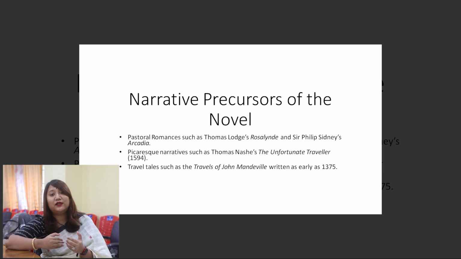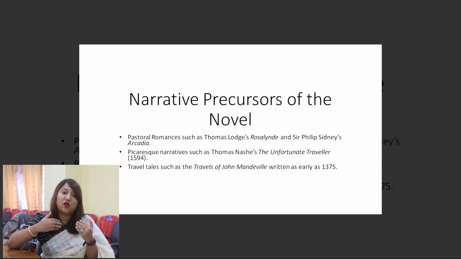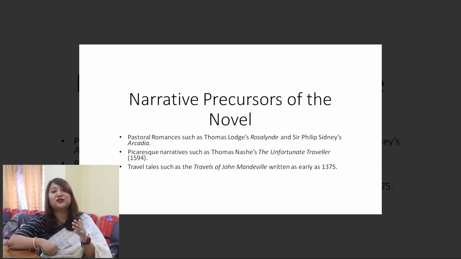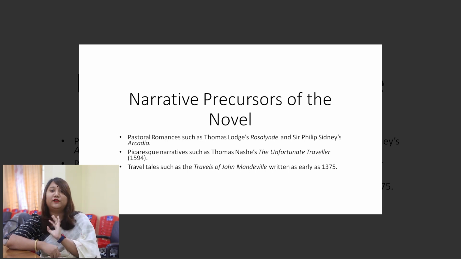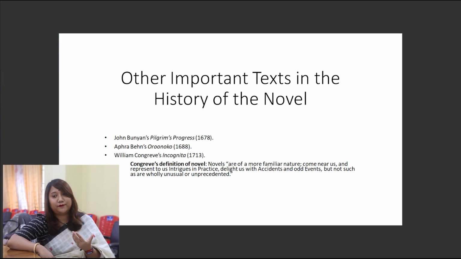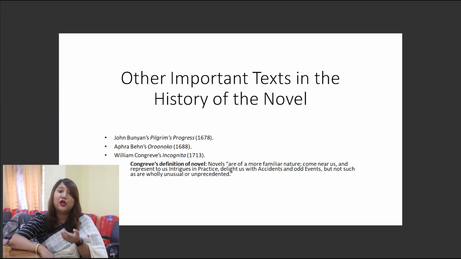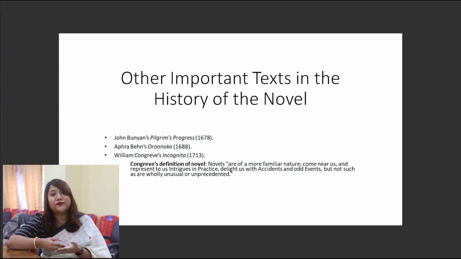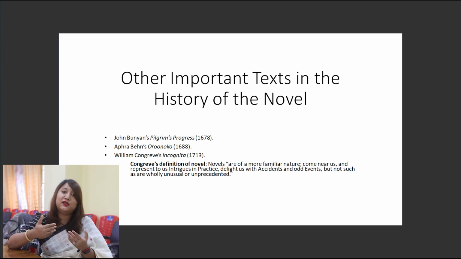So see, the novel has many narrative precursors. It was not as if during the 18th century suddenly something happened and the novel arose in a kind of vacuum. No, there were literary predecessors which gradually developed into the form of the novel. Okay. Other examples of narrative predecessors include John Bunyan's The Pilgrim's Progress. You have Aphra Behn's Oroonoko, you have William Congreve's Incognita. So there are several examples.